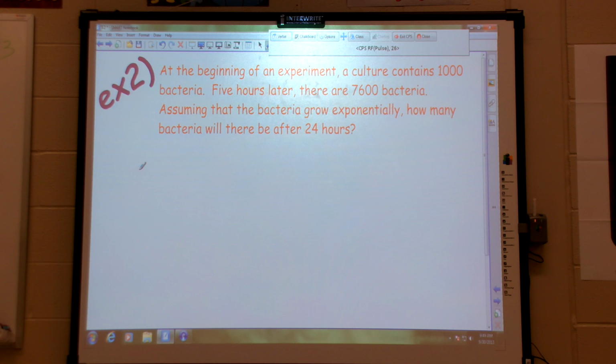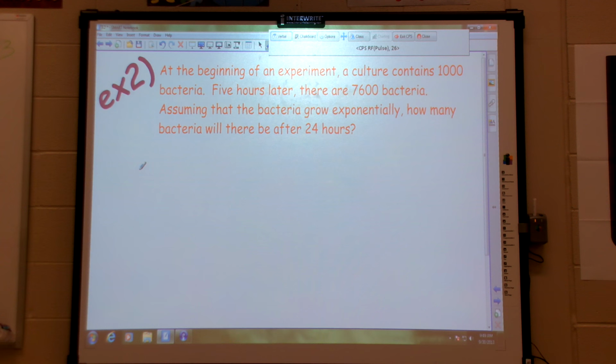At the beginning of an experiment, we have 1,000 bacteria. 5 hours later, there are 7,600 bacteria. I want to know how many there will be after 24 hours. This is very important. What key thing am I missing?